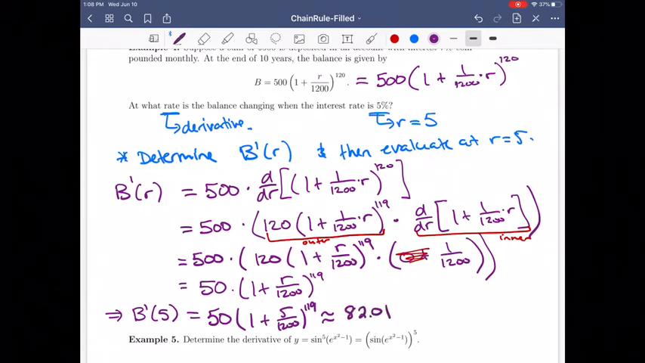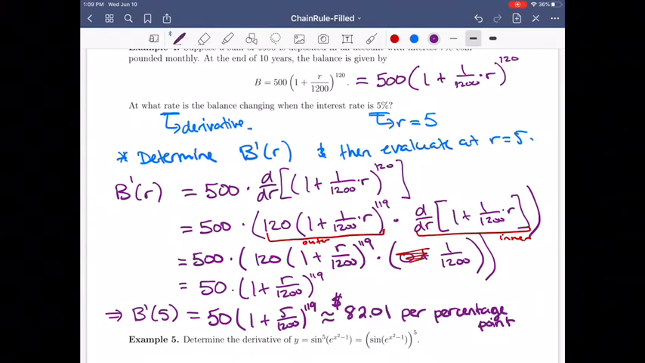82.01. Okay, so this is a rate of change. The balance is given in dollars, so it's going to be dollars per, and then the units for r are percentage points, so it's going to be per percentage point. So that's the rate at which my balance is changing as the rate is changing.